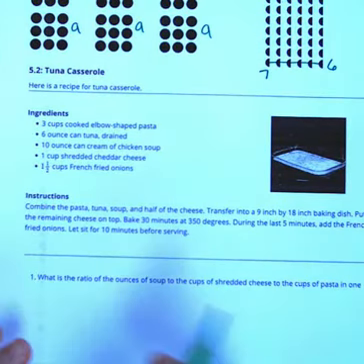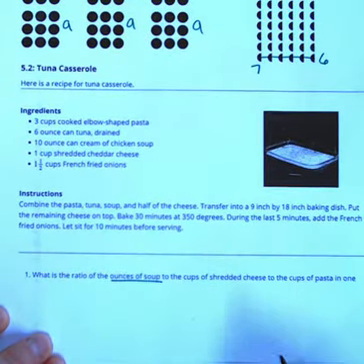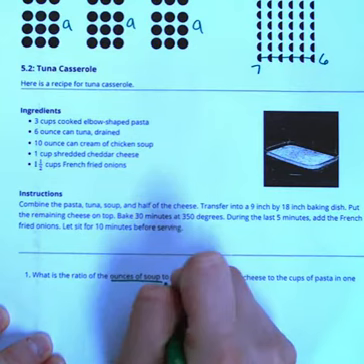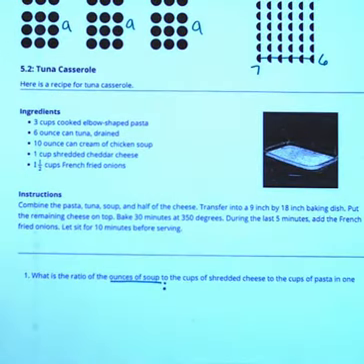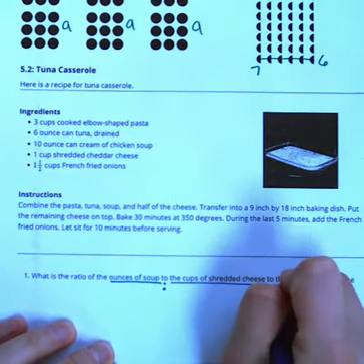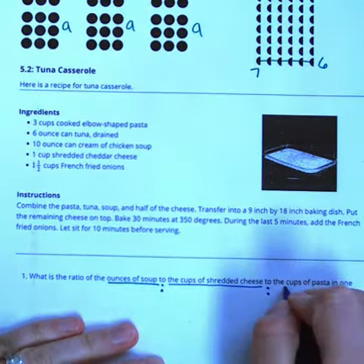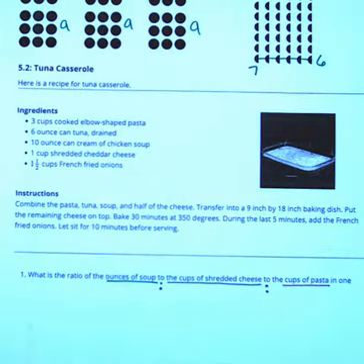Okay, so our first question says, what is the ratio of ounces of soup to, remember 2 is colon, to, and I'm going to use different colors. If you want to grab highlighters, you're welcome to do that. To the cups of shredded cheese, to, so we have another split, the cups of pasta in one batch.